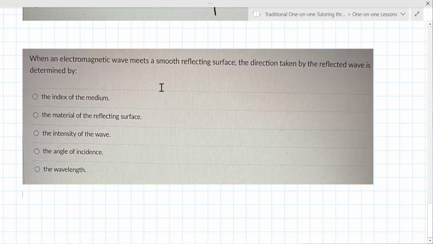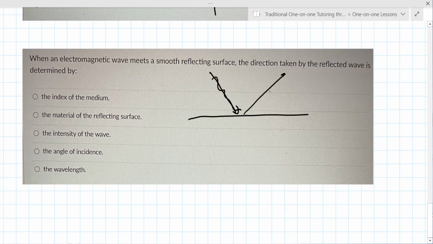When an electromagnetic wave meets a smooth reflecting surface, the direction taken by the reflected wave is determined by. Like this is again, like it's coming in, but it's some sort of wave, and then it's going out, and the direction here. Since it's not going through, we know it's not the index of that medium because it's reflected. If it would go through, that would be the refracted. The rest of it, okay, probably not the intensity of the wave. It's probably the material, the angle, or the wavelength, but probably not the wavelength because it's a property of the wave itself. So I think this is just a definition.